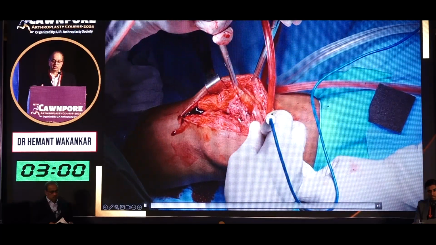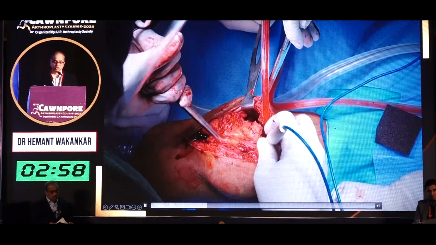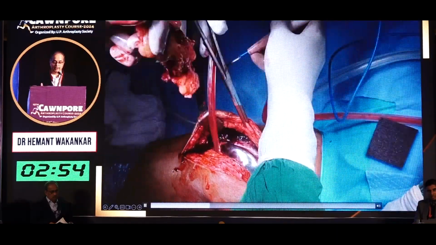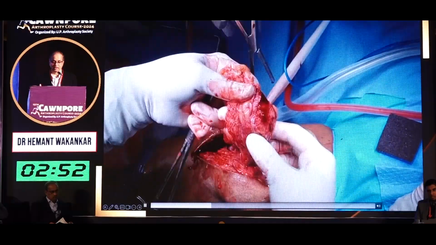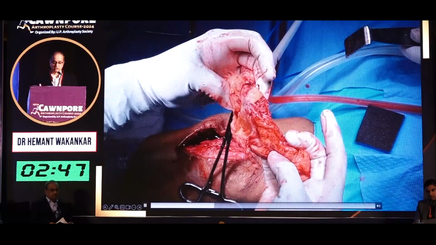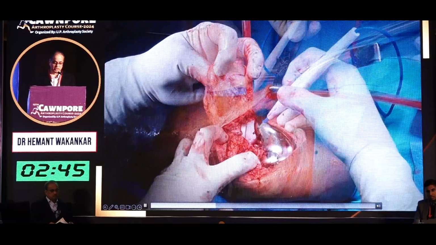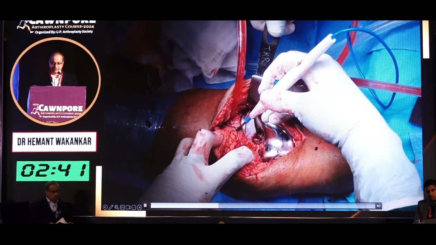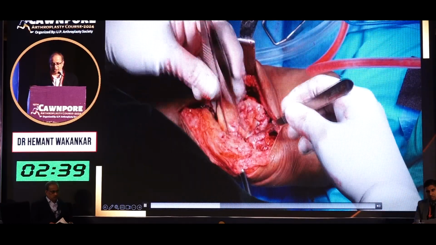Because one tissue culture is not enough, you need to send at least 3 tissue samples for culture and sensitivity. And you can choose the most inflamed area of the tissue and send that off for culture. So similarly, I would expose the lateral gutter as well. This is all that has come from the suprapatellar pouch on the medial side. And then I would do the same thing on the lateral side as well.